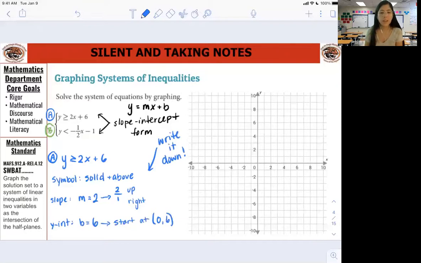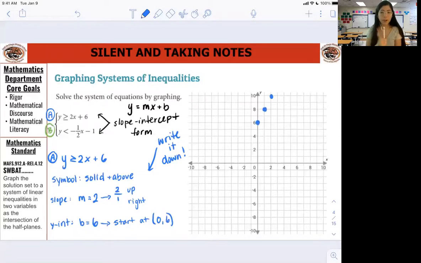All right, let me go ahead and do this. My y-intercept is where I begin. That's (0, 6). Then I'm going to go up 2 units and 1 unit to the right. So up 2 and 1 to the right, and I'll do it one more time: up 2 and then 1 to the right.